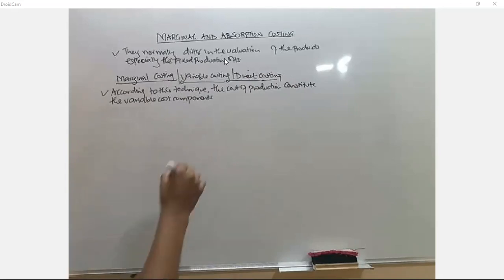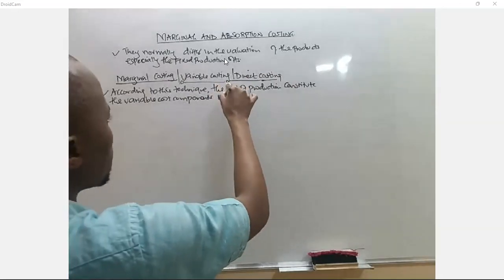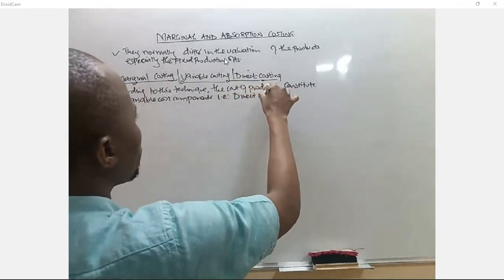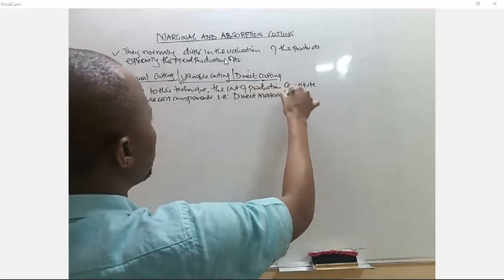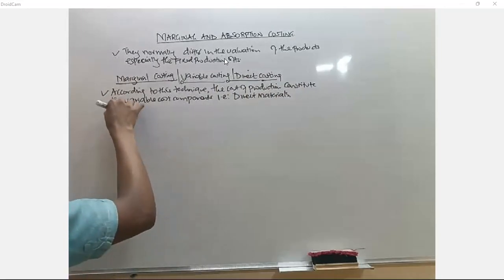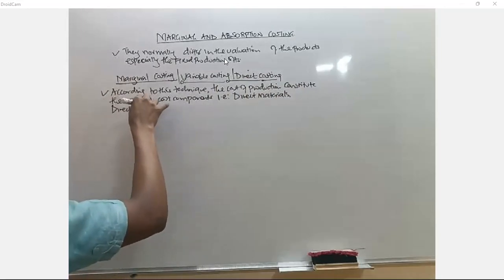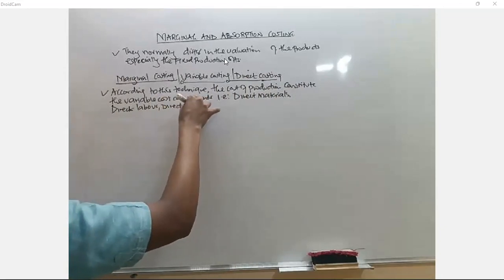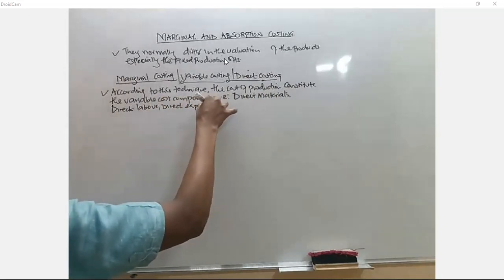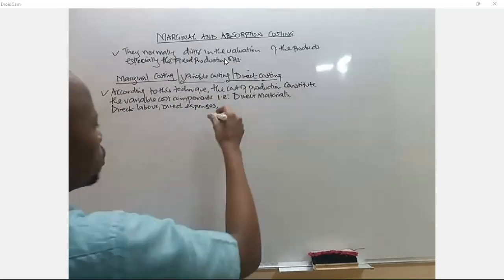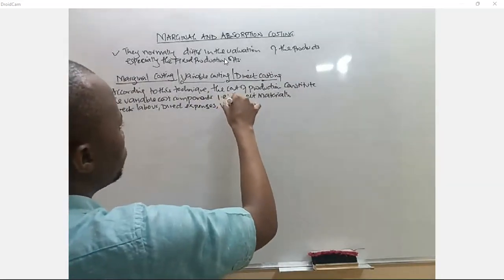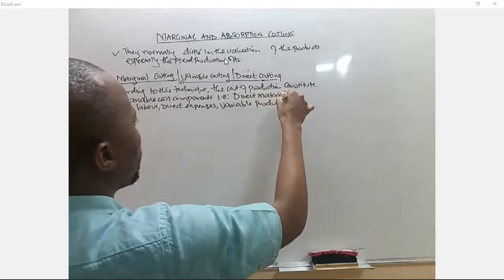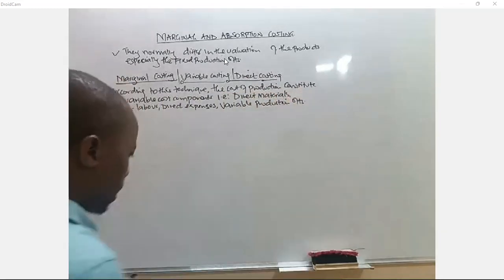So in this case, we can give some examples. We are talking about direct materials, direct labor, direct expenses, and also variable production overheads.